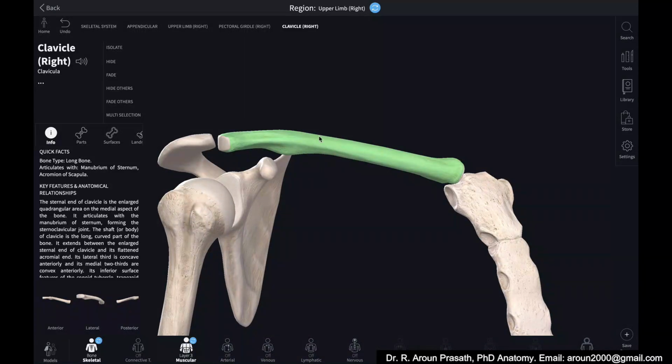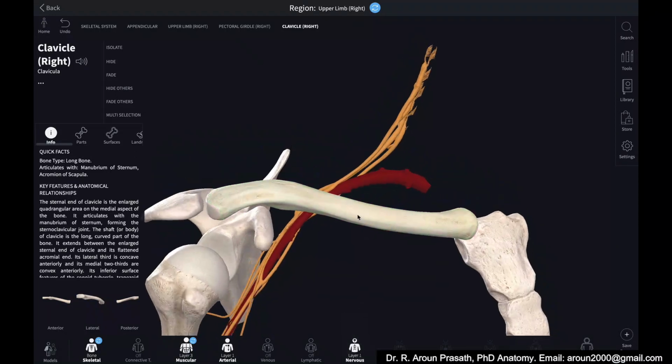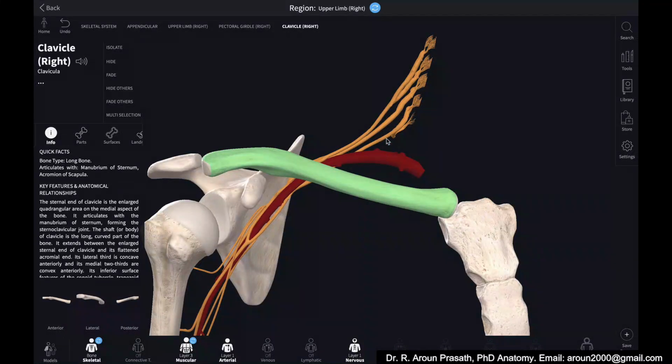And why is this curved anteriorly? Because the neurovascular structures, the subclavian artery and the brachial plexus, pass in the posterior aspect of the clavicle. That is why the medial 2/3 of the clavicle is curved anteriorly.